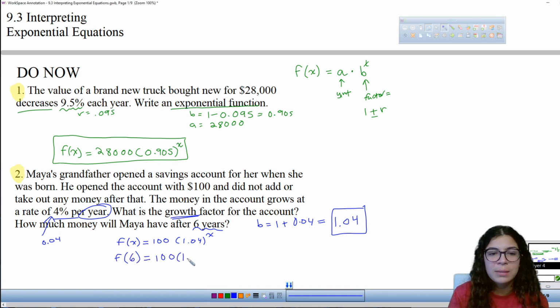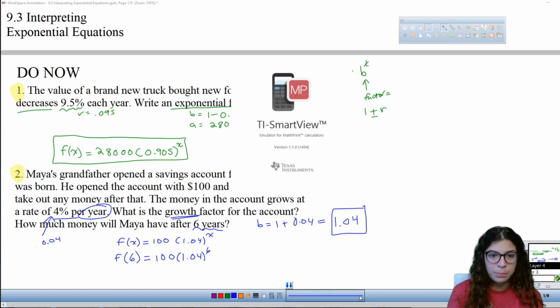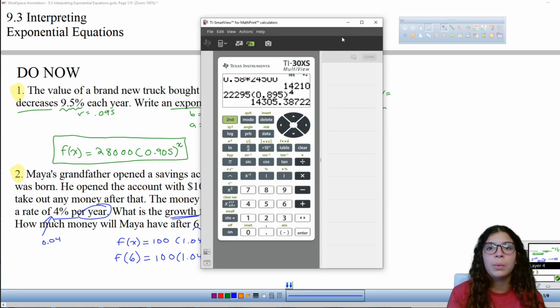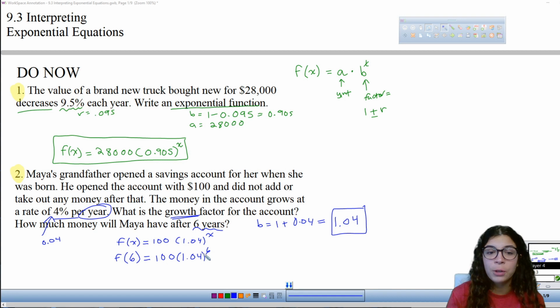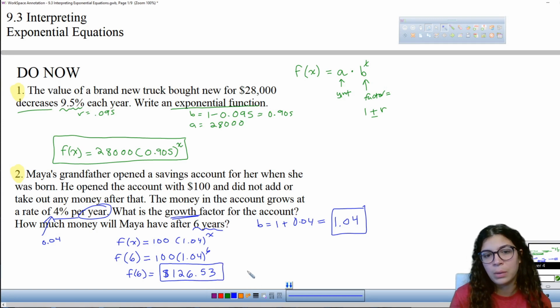So f of 6, and I'll use again my calculator on the side here, would be 100 times 1.04 to the power of 6. If you're not using a scientific calculator, you would want to make sure that you do the exponent first and then multiply by 100. Okay, because you remember, order of operations, you do exponents first. So we get $126.53. It's 126.531, whatever, but of course money, we're going to round to the nearest hundredth. So it's $126.53 after 6 years. Okay, so not a whole lot, but we didn't start with a whole lot either.